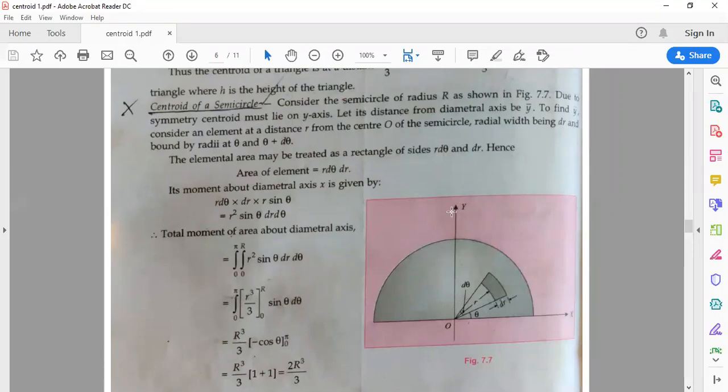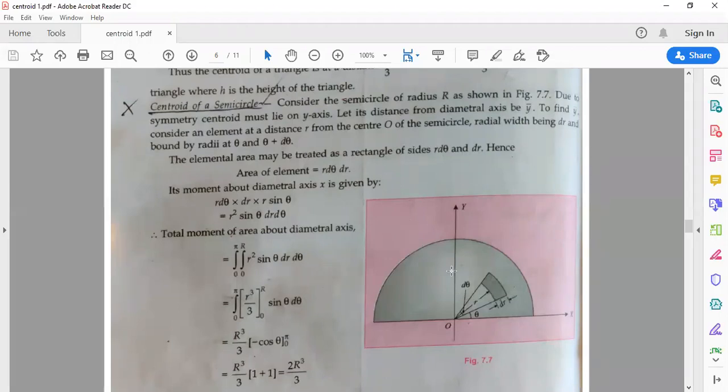Now you can observe the y-axis is the axis of symmetry, because if I take it exactly at the center, the left-hand portion is the mirror image of the right-hand portion. So the centroid lies on this axis. Where it will lie on it, because if I take the x-axis exactly here, this upper portion is not the mirror image of the lower portion. So we'll have to find out from this x-axis where the centroid of the semicircle lies.